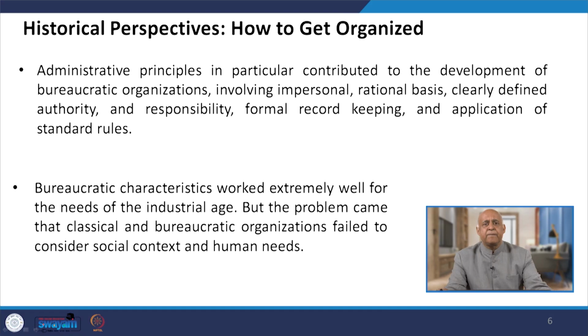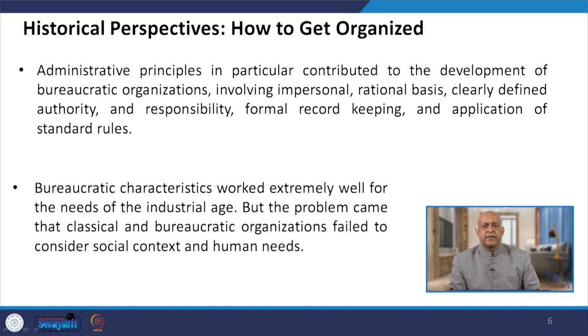For example, Henry Fayol proposed principles of management such as unity of command and unity of direction, and this forms the foundation for modern management practices and organization design. Now, administrative principles in particular contributed to the development of bureaucratic organizations, involving an impersonal, rational basis, clearly defined authority and responsibility. So, this is the formal record keeping and the application of standard rules.